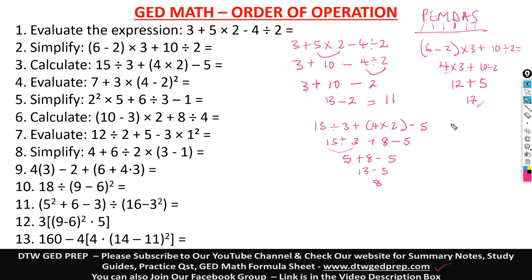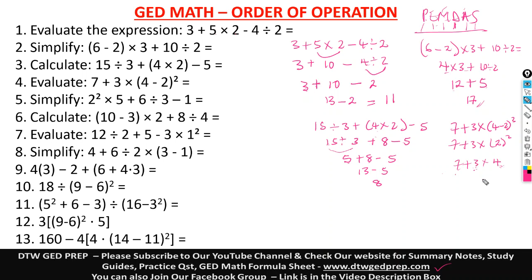Now, number 4 says 7 plus 3 times, in parentheses, 4 minus 2, all squared. So we do the parentheses first: 4 minus 2 is 2. Remember, 2 all squared, so we square the 2 and we have 4. So 7 plus 3 times 4. The next thing we do is multiplication before addition. We don't add, then multiply, no. We multiply, then add, okay? Because multiplication comes before addition.